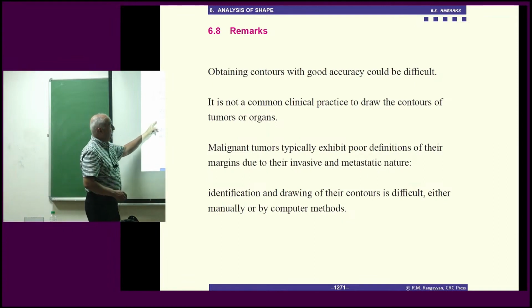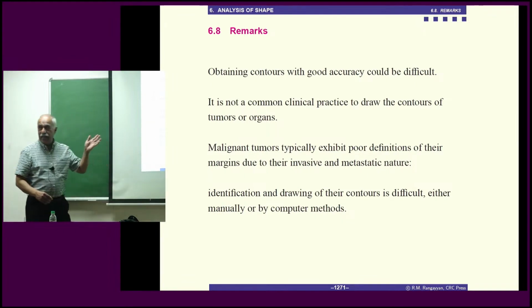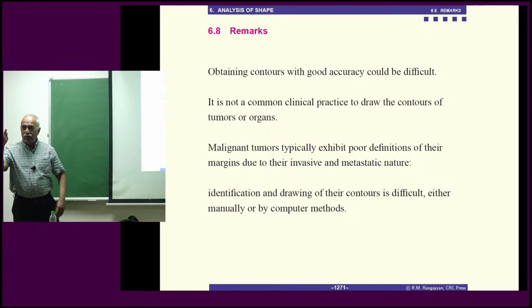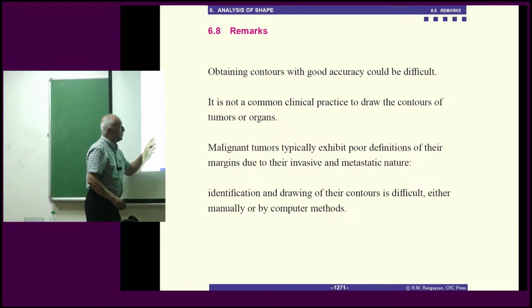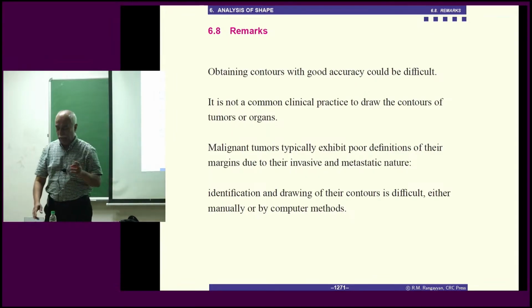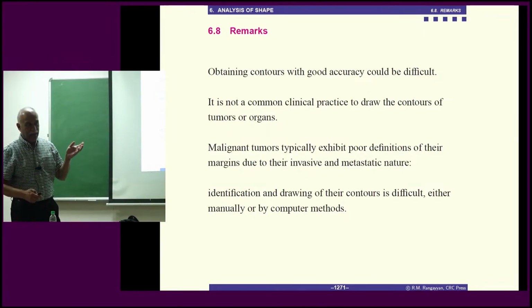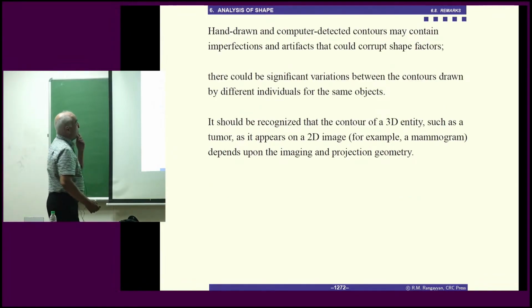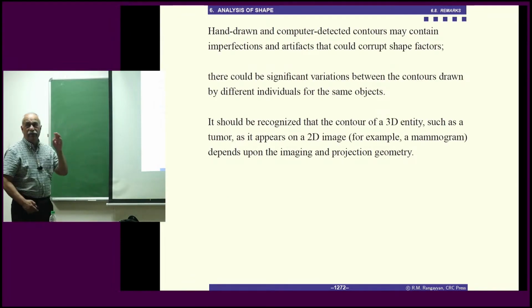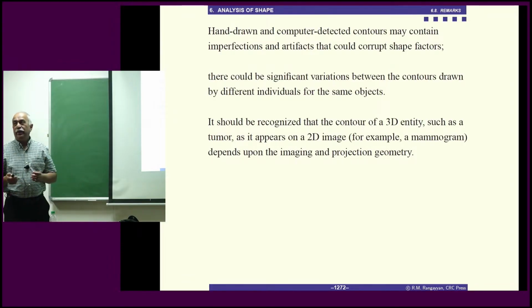Malignant tumors typically exhibit poor definitions of their margins. I've shown you some. So where do you draw the boundary? It is difficult. So identification and drawing of their contours is difficult either manually or by computer methods. You will only get approximate contours. So hand-drawn and computer-detected contours may contain imperfections and artifacts, so you may need to filter them.